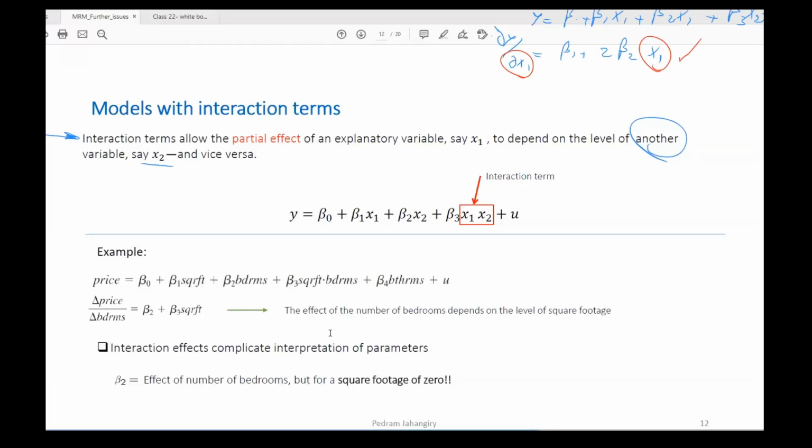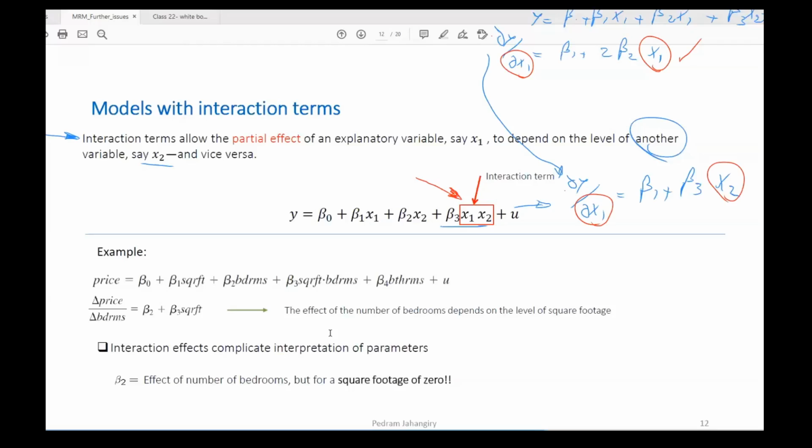But when I have this interaction, the partial effect is going to depend on another variable. Let me write down the partial effect of y on x1 here. So what is it? Take the derivative. Beta 1 plus, where else do I see x1? Here. Beta 3 x2. Do you see the difference? The partial effect of x1 on y depends on x2.